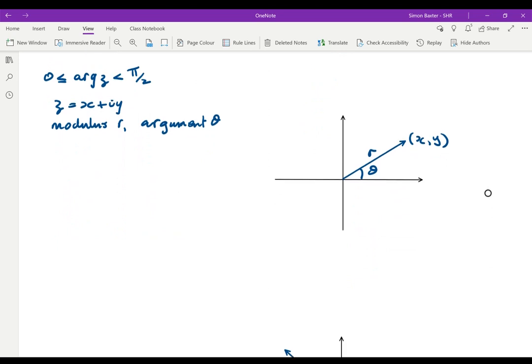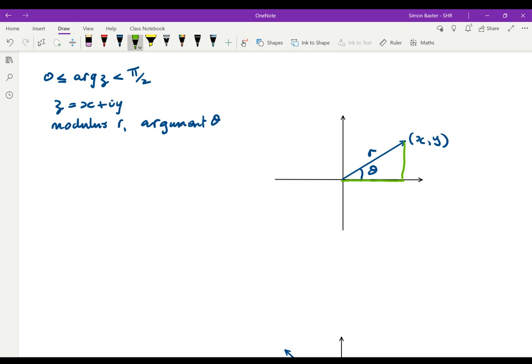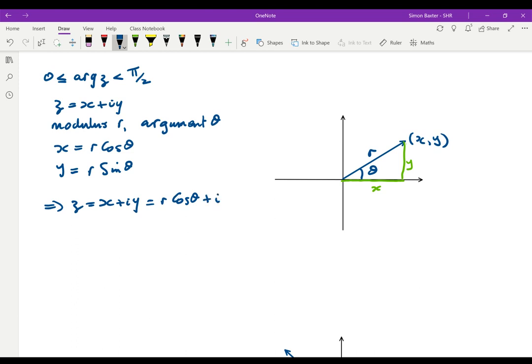Now, a simple trick will show us that the x coordinate is r cos theta, and that the y coordinate is r sine theta, and so z equals x plus iy equals r cos theta plus i r sine theta. Okay, that's all very easy.